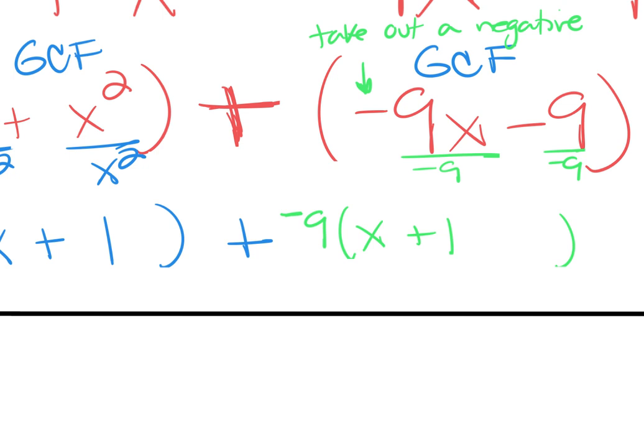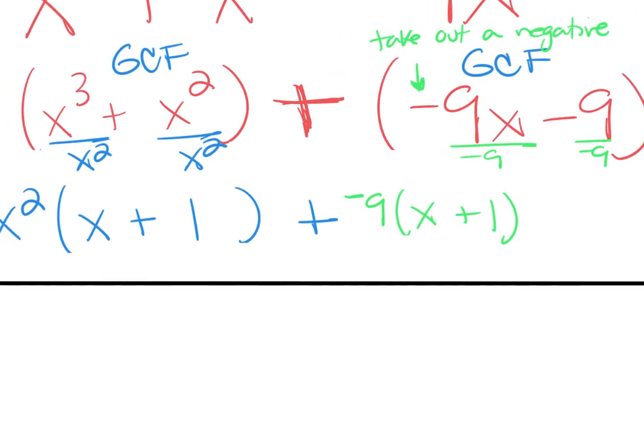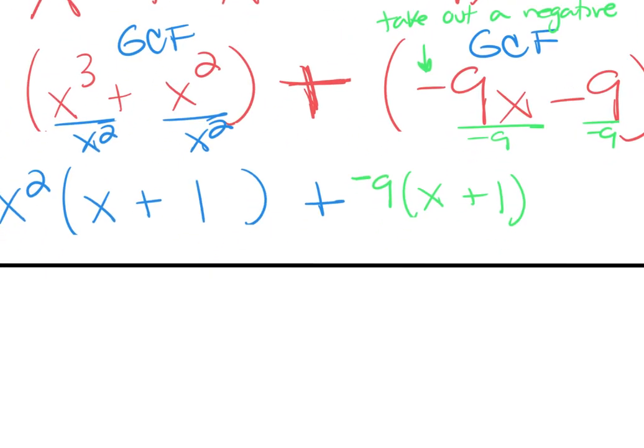Now, one thing that I told you guys on Friday is after you do this step, you can do a quick check to see if you're doing it correctly. These two binomials, this guy and this guy, have to be exactly the same. If they're not the same, you did something wrong.